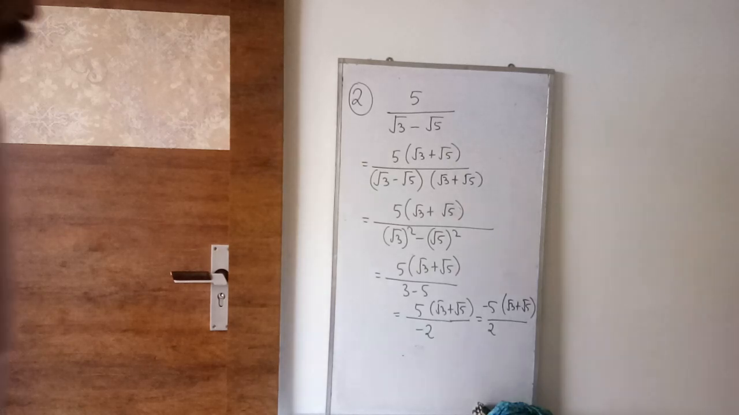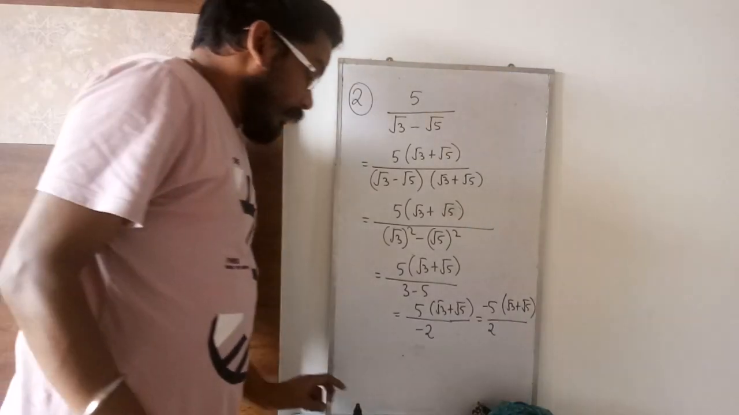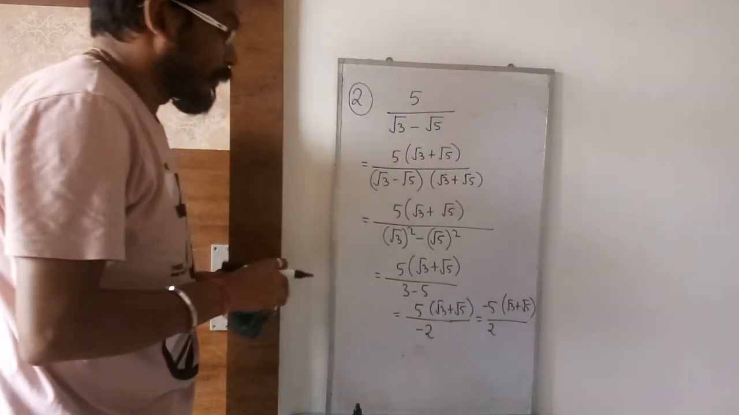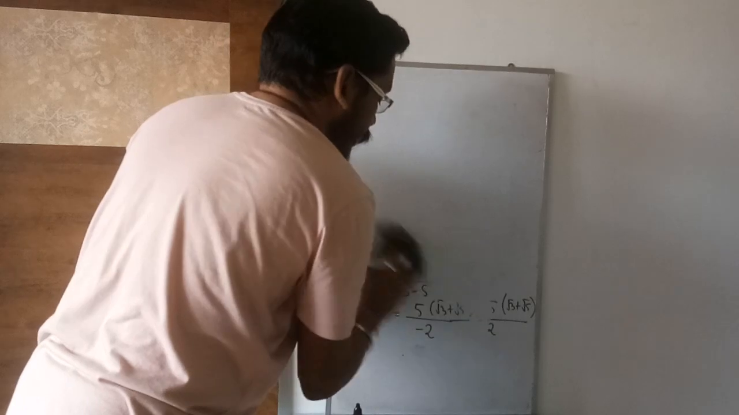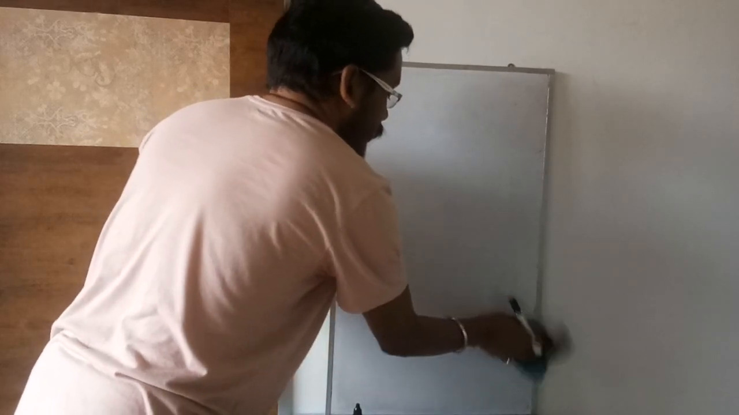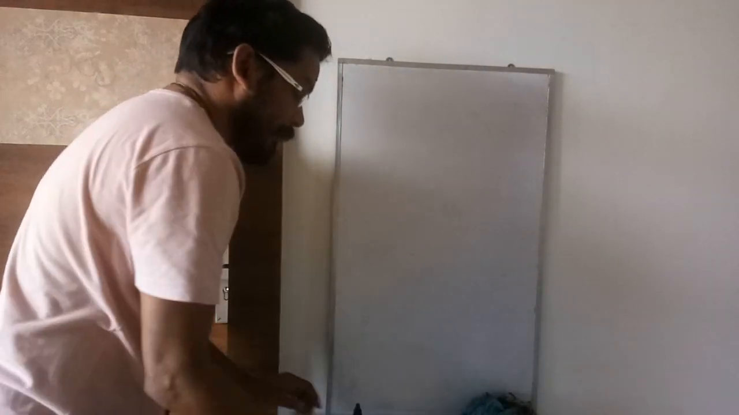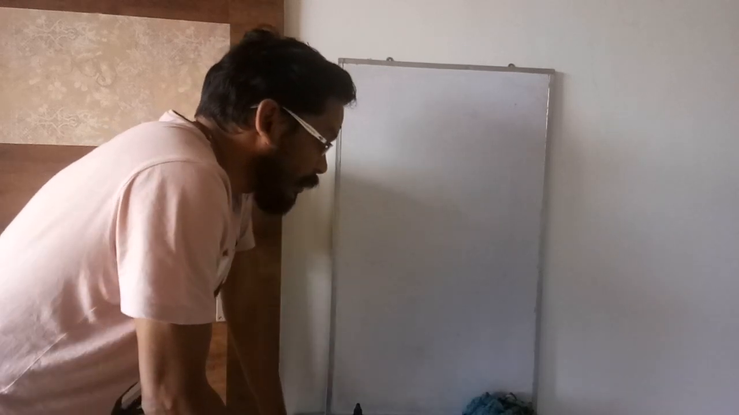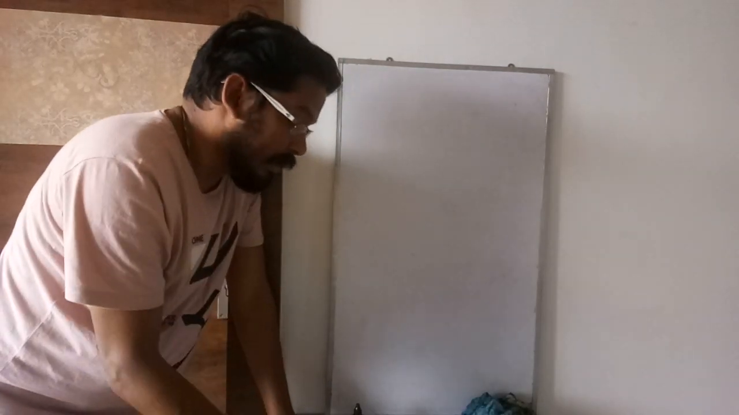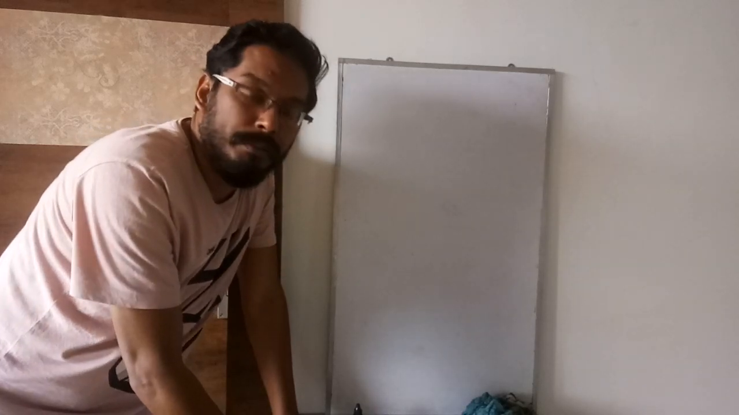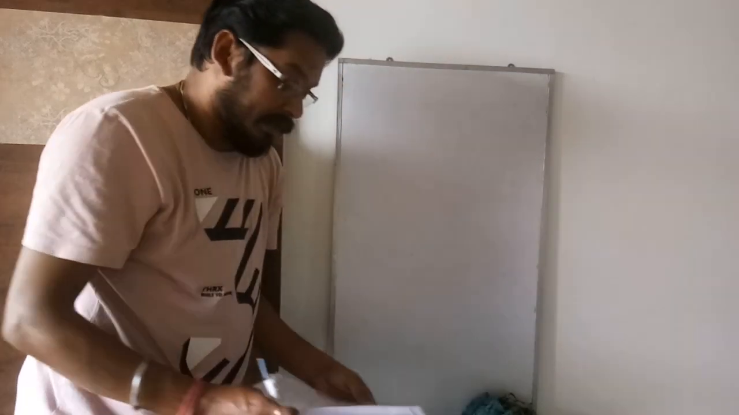Okay, clear? Now question number 3. Question number 3 is an objective type question. You have to select your answer from the 4 options which are given. They have said: distance of the point (3, -5) from the y-axis.